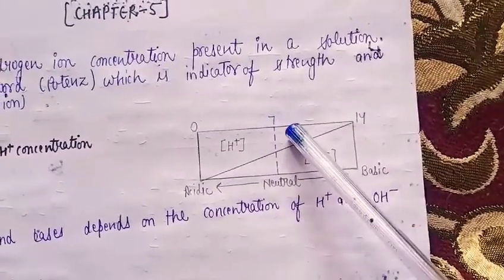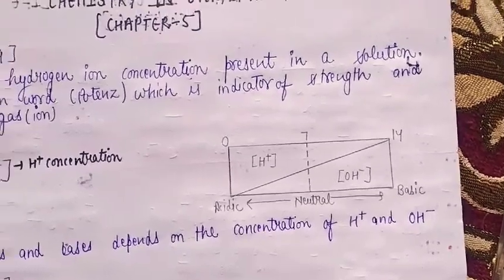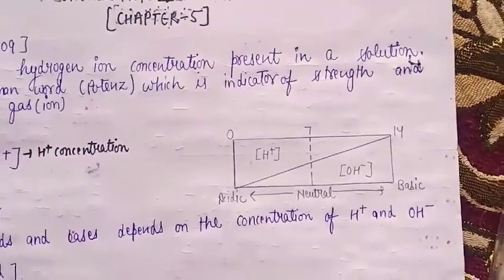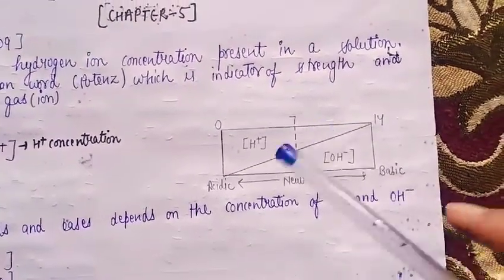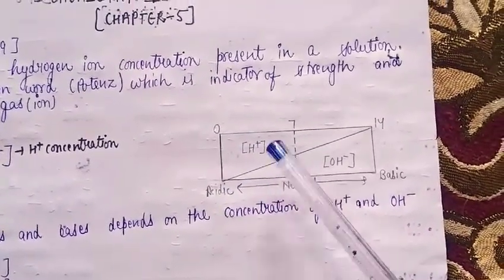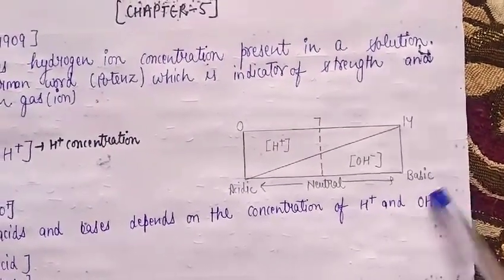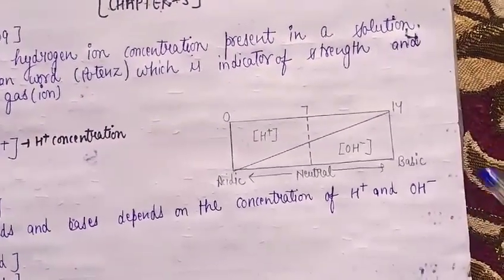And 7 shows that whatever the compound is, when its pH is about 7, it is neutral in nature. Here it shows that when the ions have more H plus concentration, it has more acidic properties, and when it has more OH minus concentration, then it has basic properties.